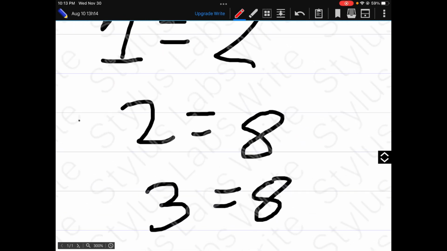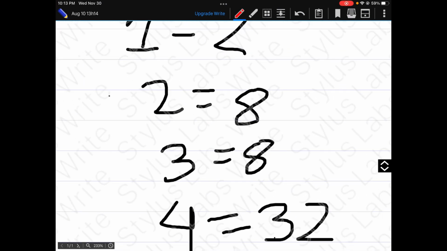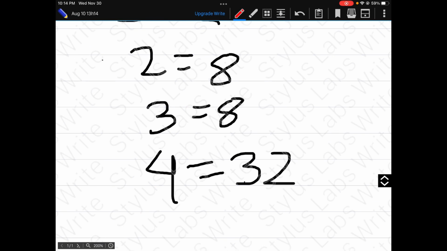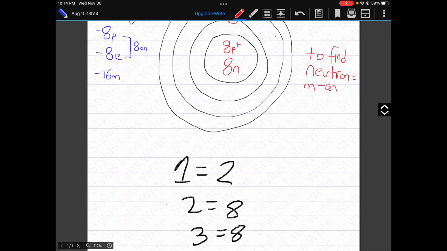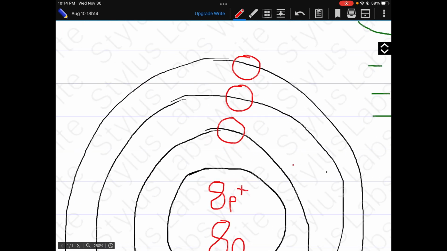The second one can hold a maximum of 8 electrons. The third one can hold a maximum of 8 electrons. And the fourth one, which is one that we will not be dealing with today, can hold 32 electrons. So, now that we know the number of electrons these orbitals can hold, we now have to place the electrons onto the orbitals.